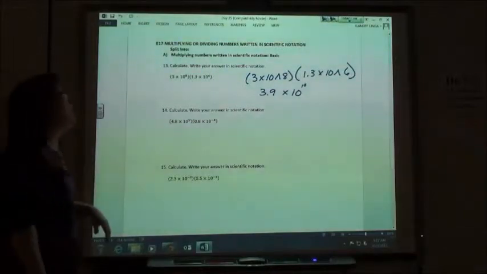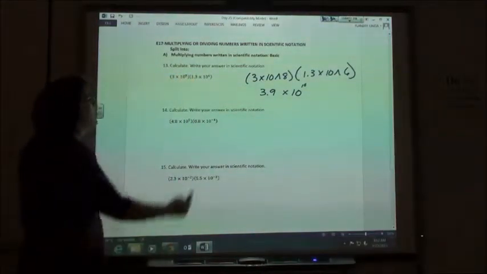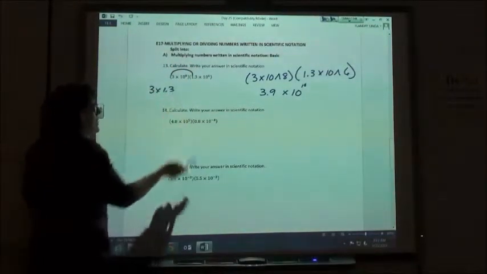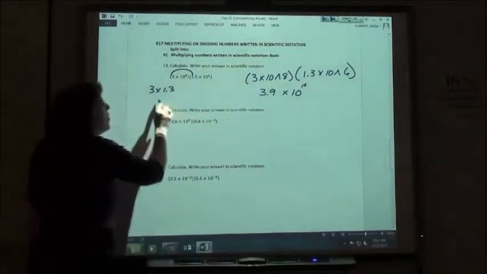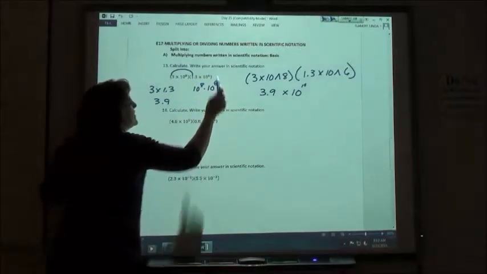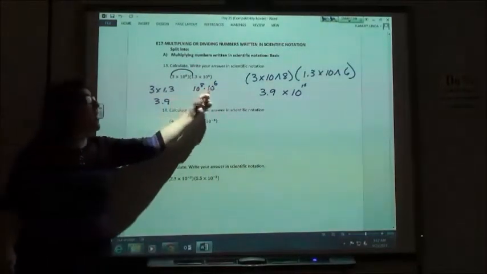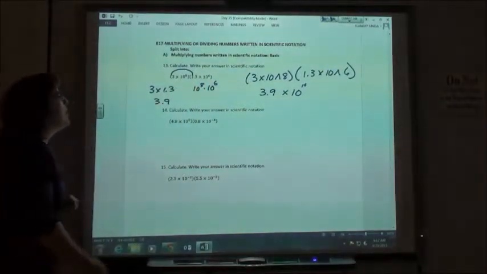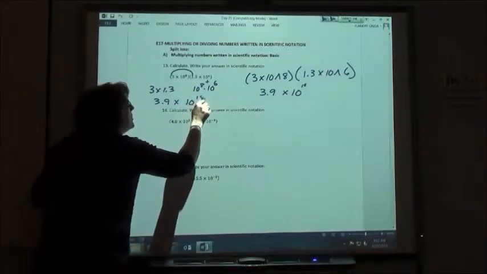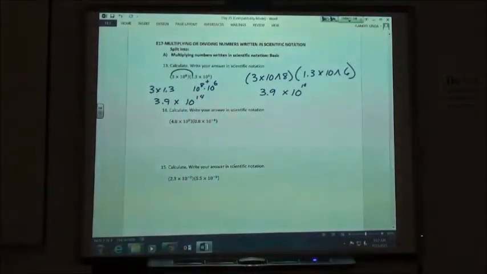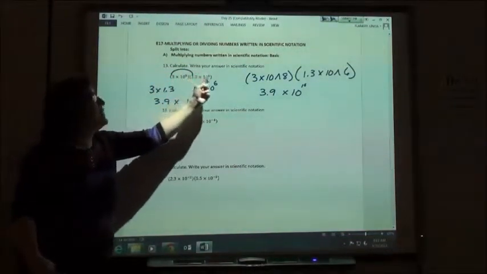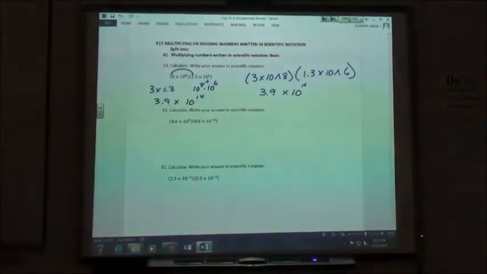Now if I'm not going to use my calculator, let's look at what happened here. They ended up taking the 3 times the 1.3. 3 times 1.3 is that 3.9, right? Then they did the 10 to the 8th times the 10 to the 6th. Previously we said, if we're multiplying, we add our exponents together. So if you took 8 plus 6, you get the 10 to the 14th power. So if you're not going to use your calculator, you're multiplying the front numbers together, and then you're adding the exponents on your power of 10.